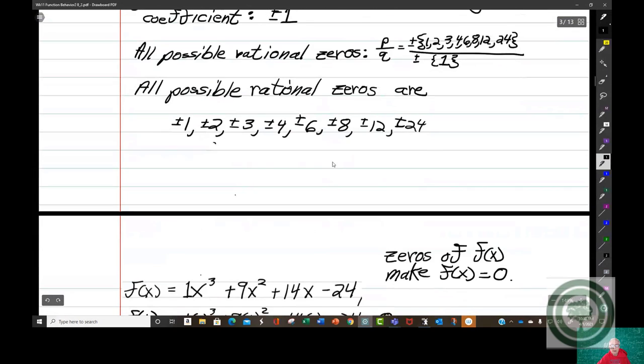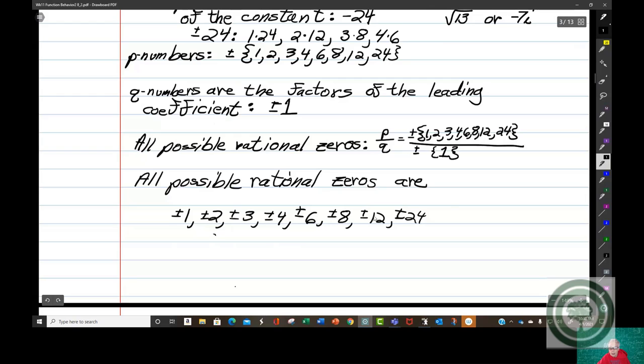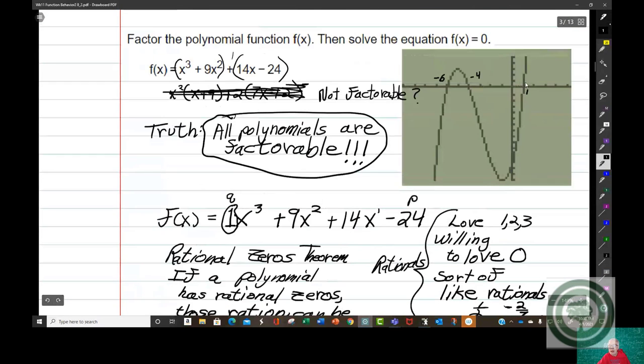So what we did after we had our collection of possible rational zeros, we went to the graph, and we tried to find numbers in here that are x-intercepts or zeros, if you prefer. Remembering that the zeros are the x-coordinates of the x-intercepts. So 1, negative 4, and negative 6 composed our hypothesis of what the zeros were.